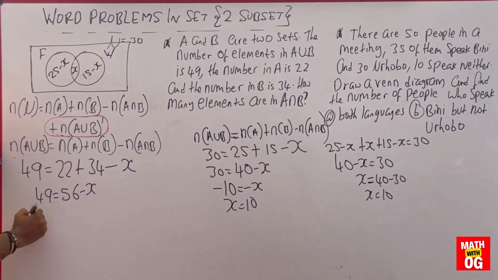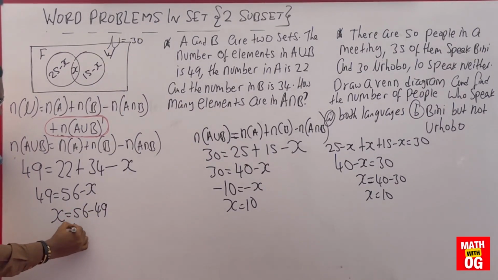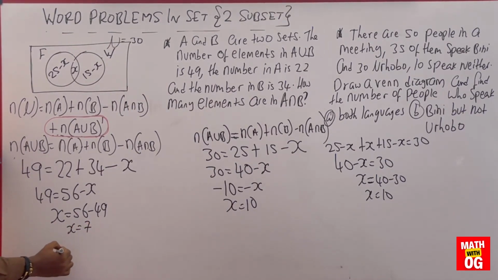So move minus X to the other side, or we say add X to both sides. This side will be X. Subtract 49 from both sides. This will be 56 minus 49. So X is equal to 7. So we have 7 elements common to both of them.